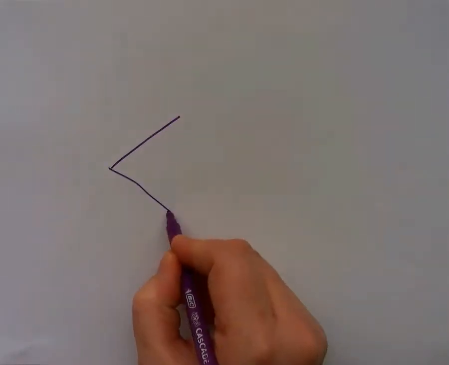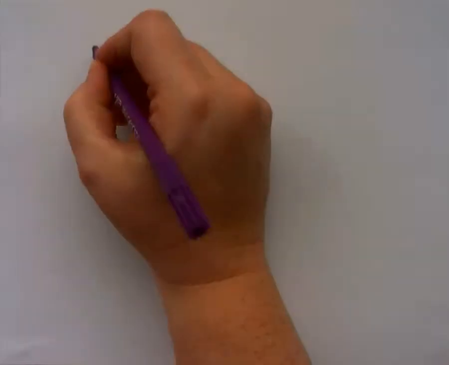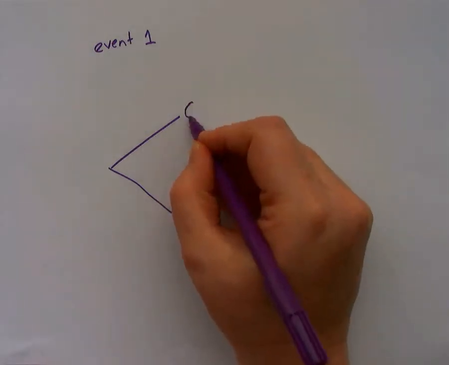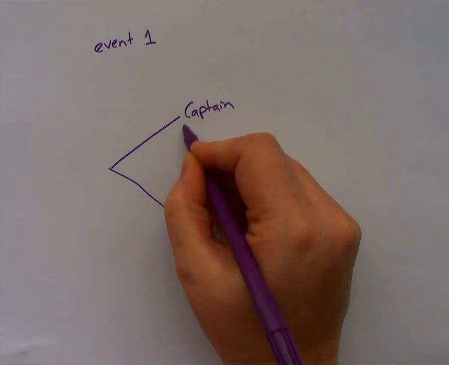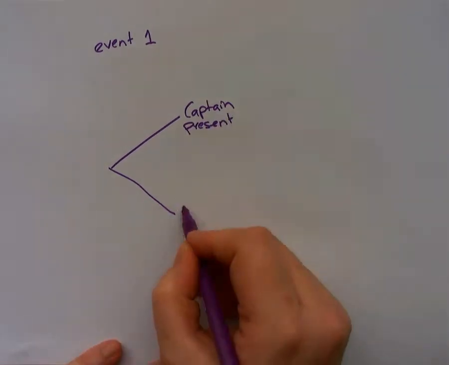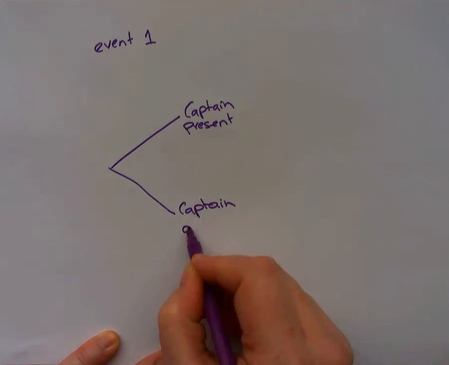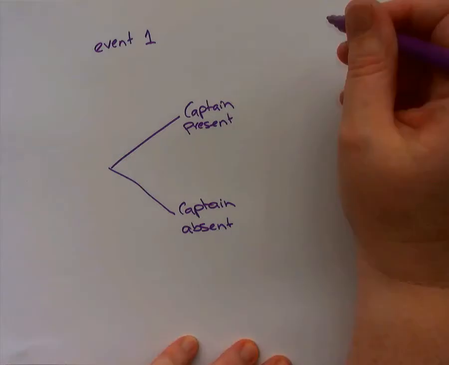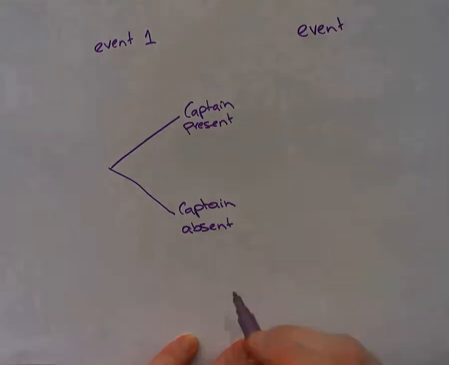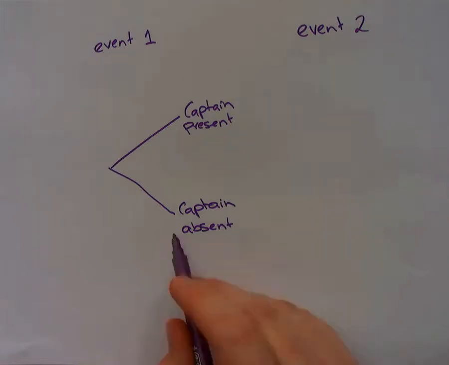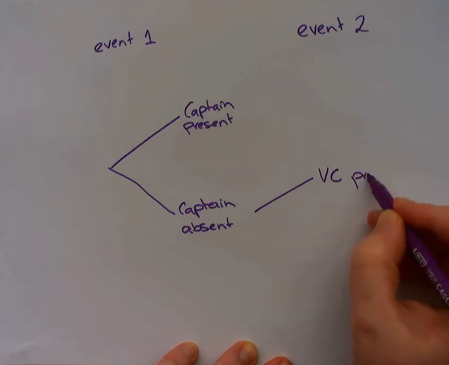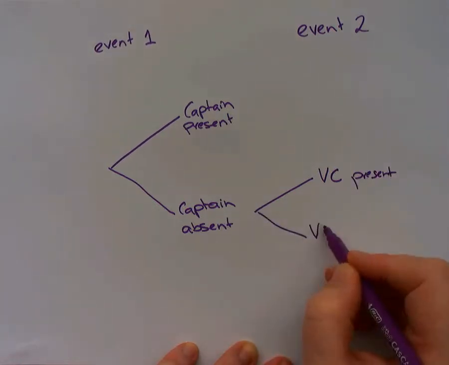There are two things that could happen, okay? If the captain is present, then the captain will receive the award. So that's my first event, whether the captain is present or whether the captain is absent. Then the second event: if the captain's not present, say the captain was absent, then we've got to think, was the vice captain present, or was the vice captain absent?